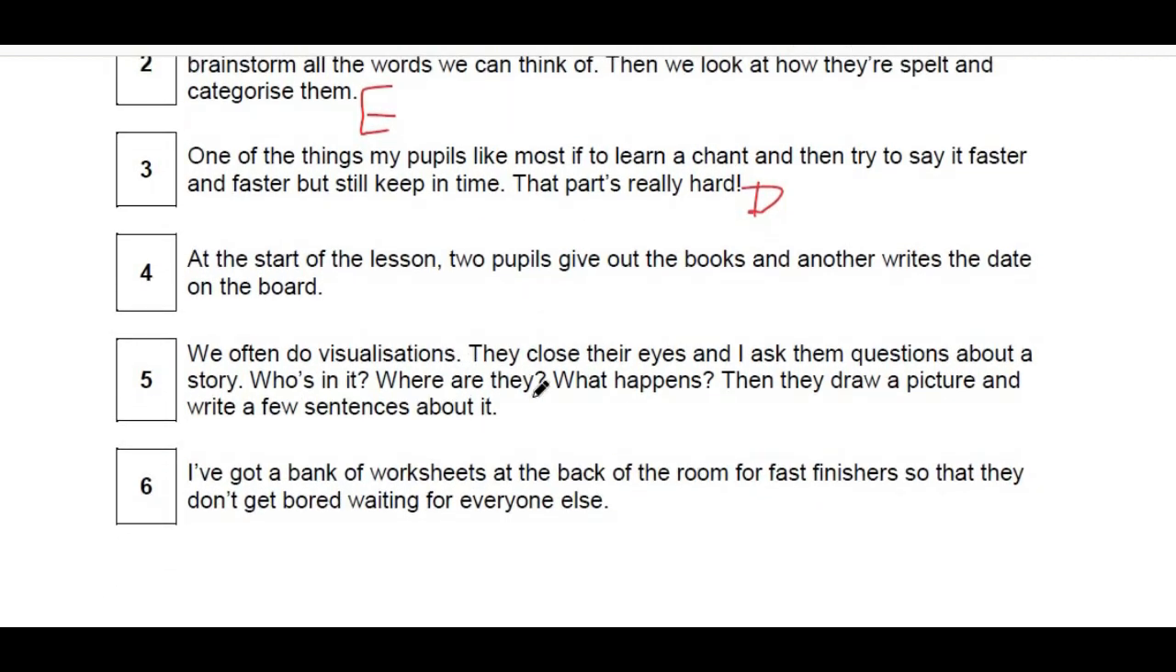Number 4, at the start of the lesson, 2 pupils give out the books and another writes the date on the board. Number 4 is pretty easy. If they do it all the time, then it has to do with routine in the classroom. So number 4 is A.